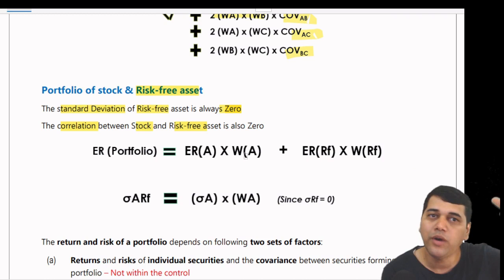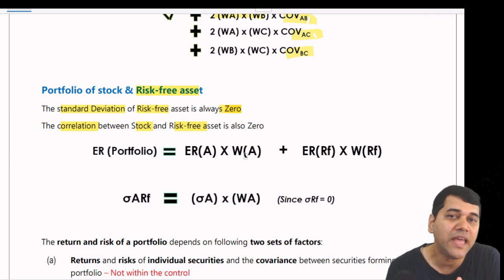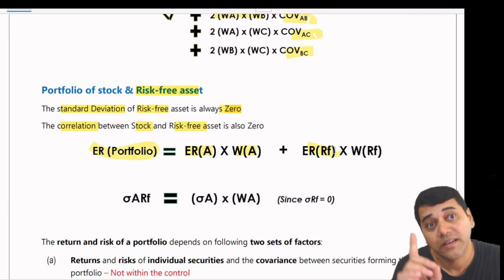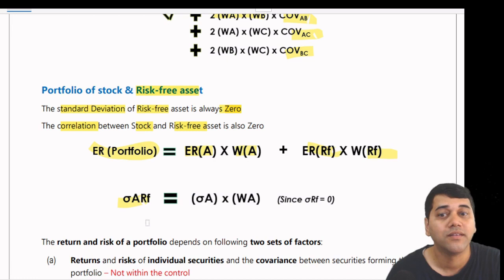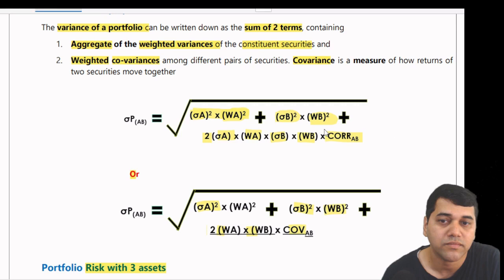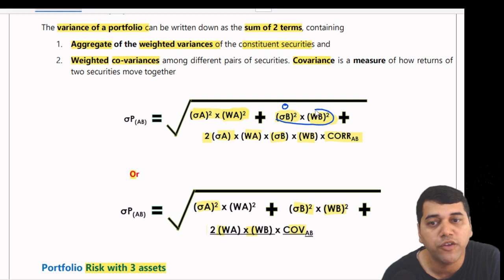Followed, no? That's why, if you have a portfolio with a stock and one bond, then what is the return of the portfolio? It is the expected return of the stock times the weight of the stock, plus the expected return of the bond times the weight of the bond. What is the risk of the portfolio? Since your risk-free risk is 0, in this equation, if I put zero here, the risk of the bond is zero. So every weight of the bond, when you multiply, becomes zero. You see this equation, no?